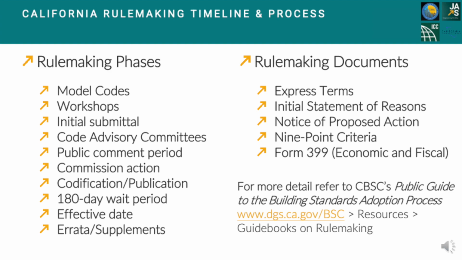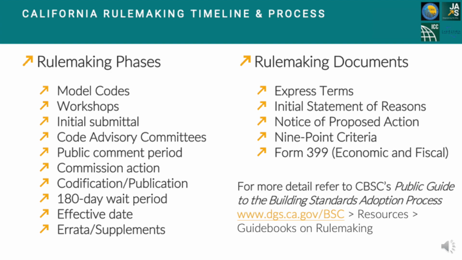All along the way, the various rulemaking phases, the documents may be revised and are available on the California Building Standards Commission website. CBSC offers a guide on our website, which goes into great detail about the BSC rulemaking process and the required documents.